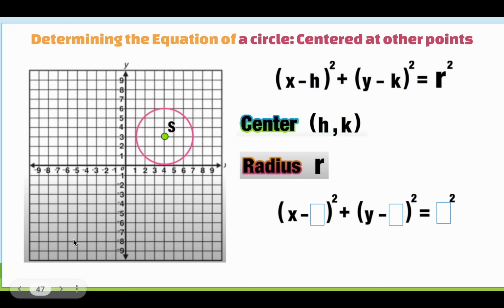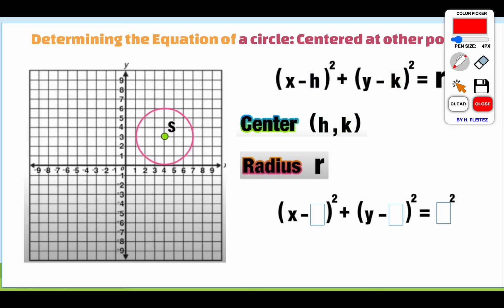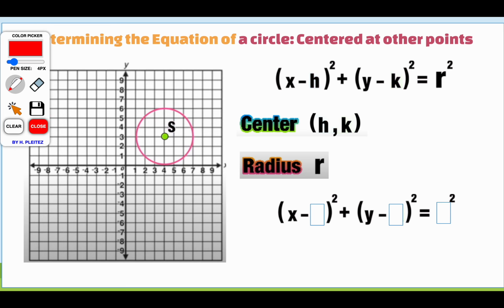Now, in this example, we're determining the equation of a circle that's centered at points other than the origin. So same exact idea. We still need to know what our center is, and we still need to know what our radius is, and then we are going to substitute those into our equation. So our center in this case, if we look at our graph, is at 4, 3.